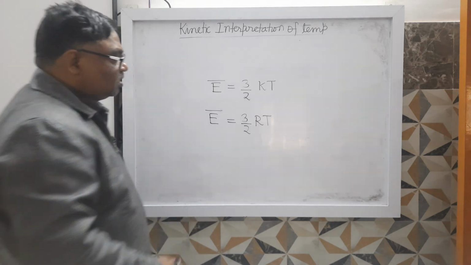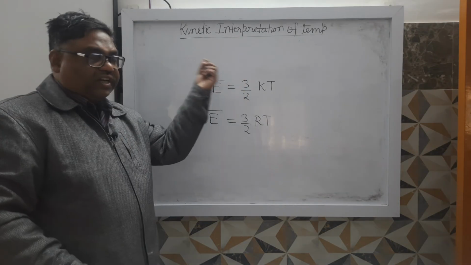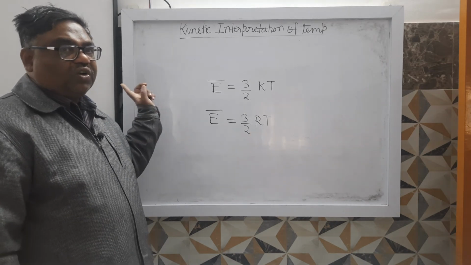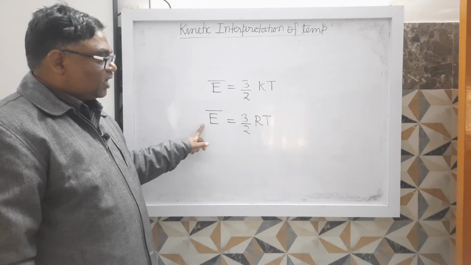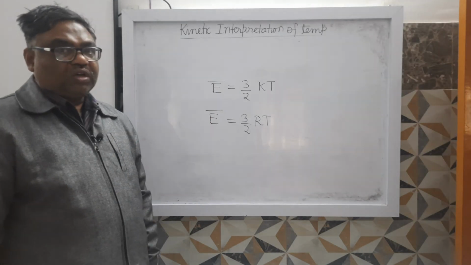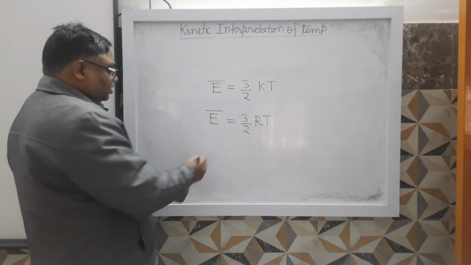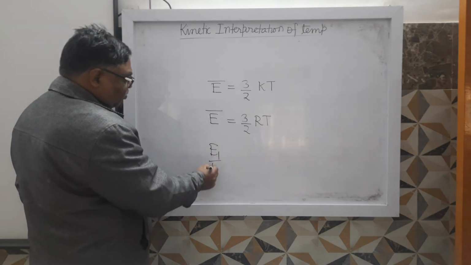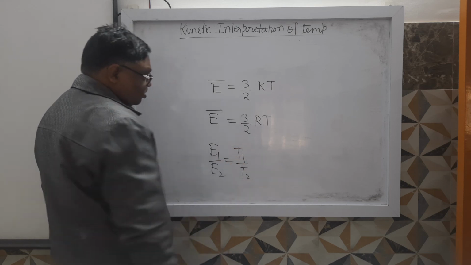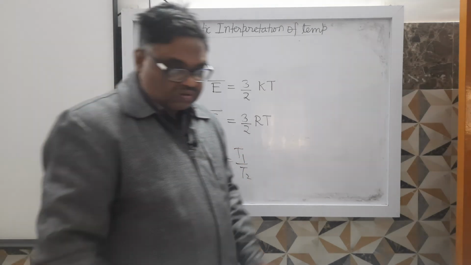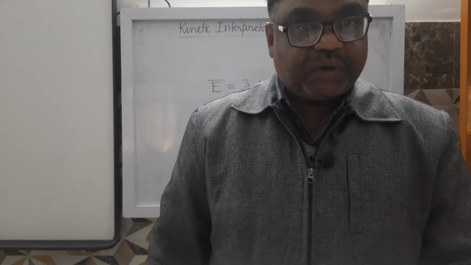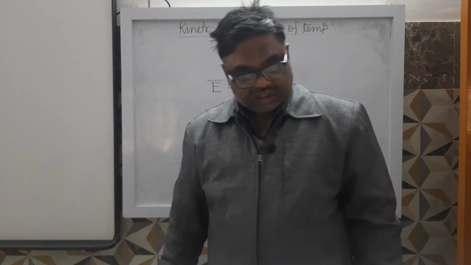Means, here if we take different gases at the same temperature, they will have same average kinetic energy per mole, same average kinetic energy per molecule. But at the different temperatures, if you compare, then E1 upon E2 will be equal to T1 upon T2. So, after this, we will begin degrees of freedom and law of equipartition of energy in the next lecture.